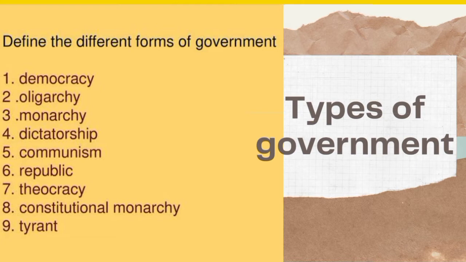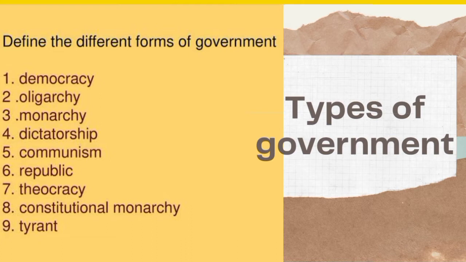Hello, welcome to class. Today we are going to look at the types of government, okay? The various types of government include democracy, oligarchy, monarchy, dictatorship, communism, republic, theocracy, constitutional monarchy, and tyrant.